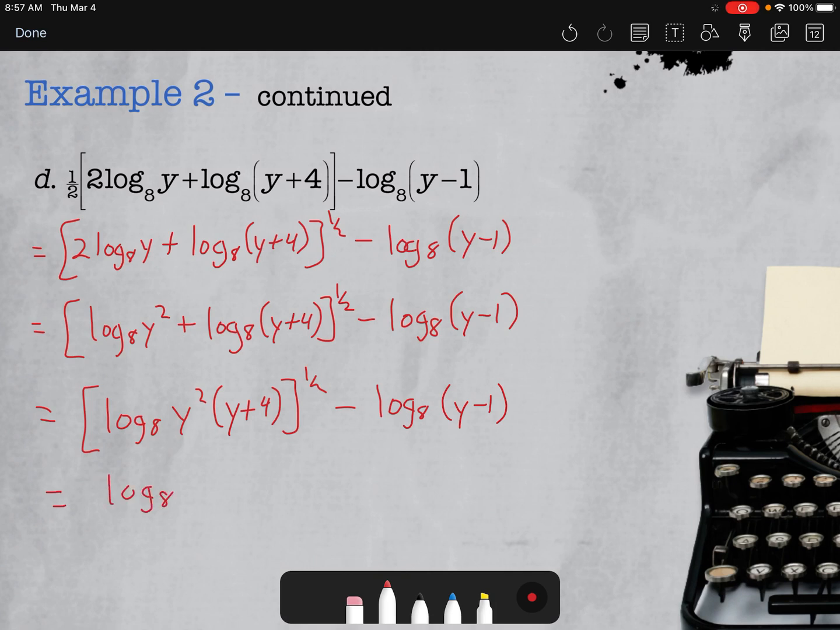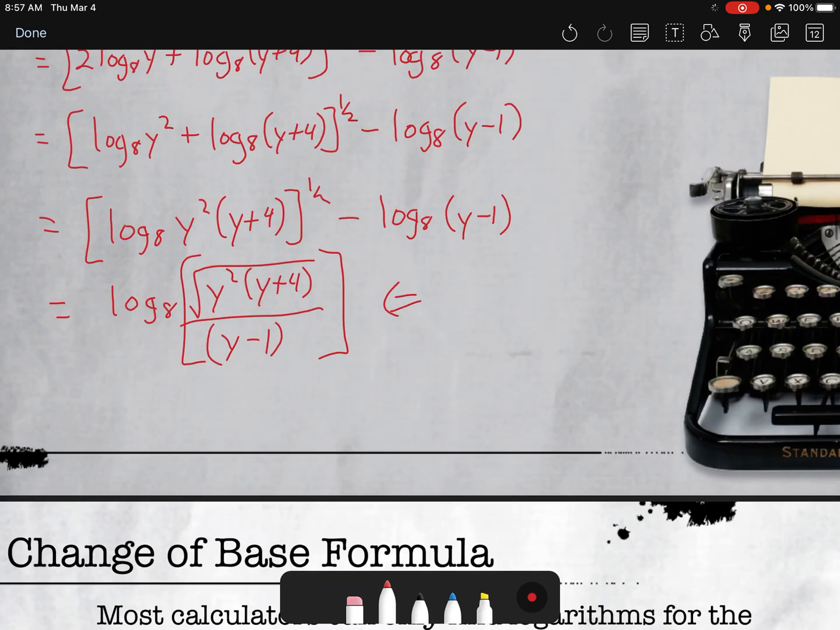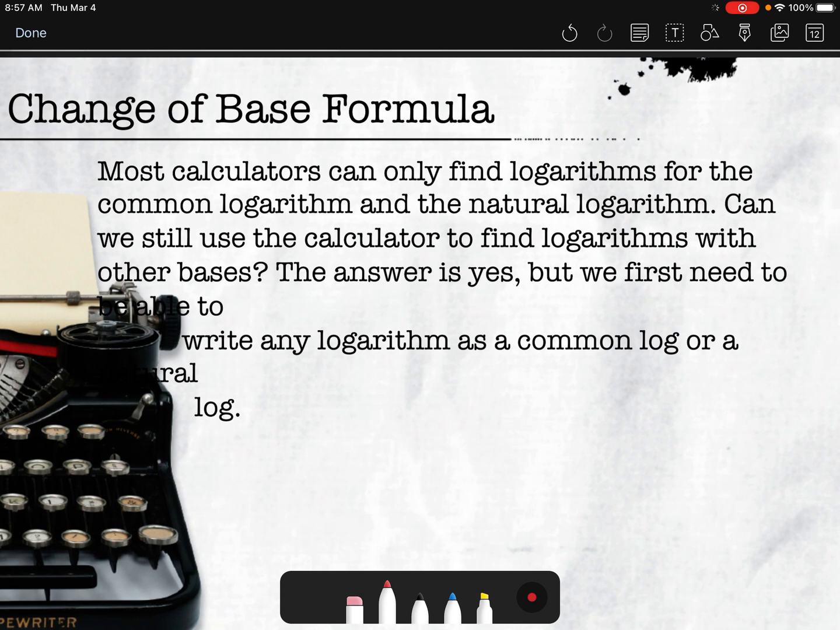Okay, well, 1/2 implies square root and minus means division. And there you go. So log base 8, I probably should put parentheses around all of that. There we go. Log base 8 of the square root of y squared times y plus 4 all over y minus 1. So this expansion is condensed to that. It's kind of fun, isn't it?